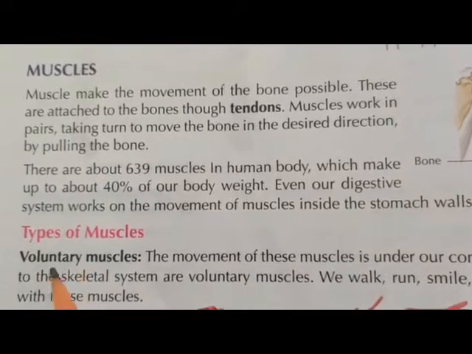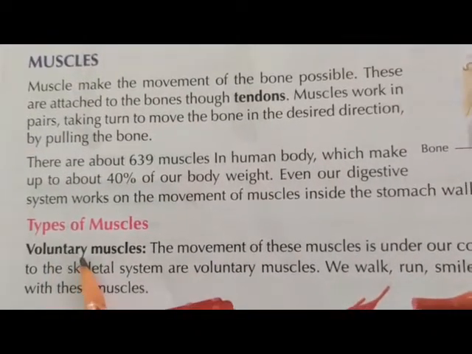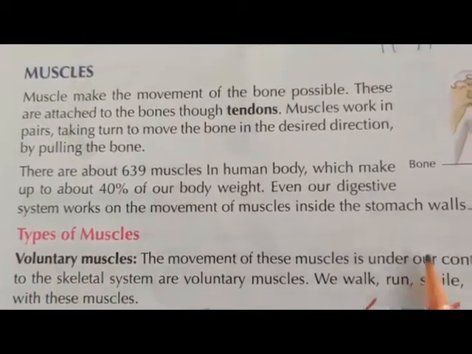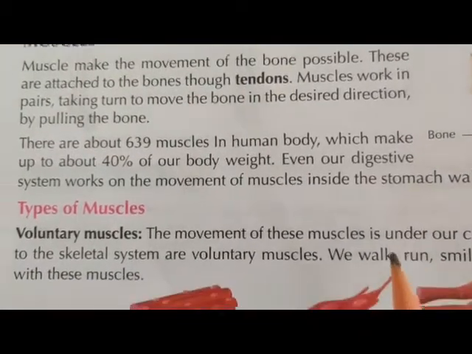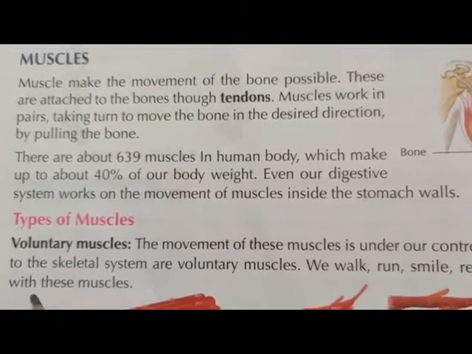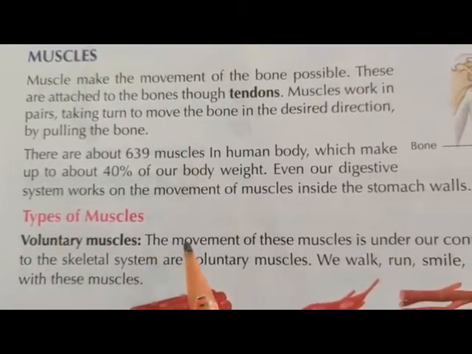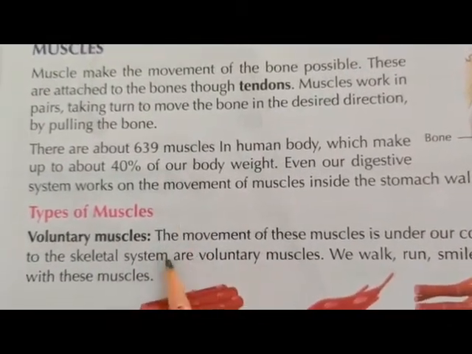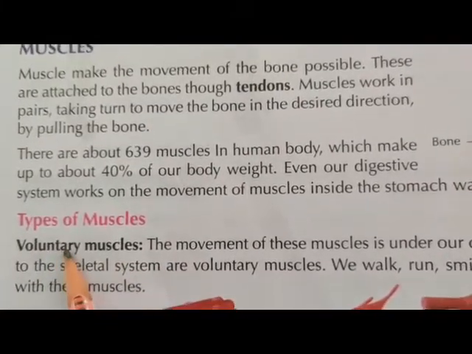There are three types of muscles, like voluntary muscles. The movement of these is under our control. We control these movements, like when we walk, run, smile, or read with these muscles. These are totally in our control, so these muscles are known as voluntary muscles.